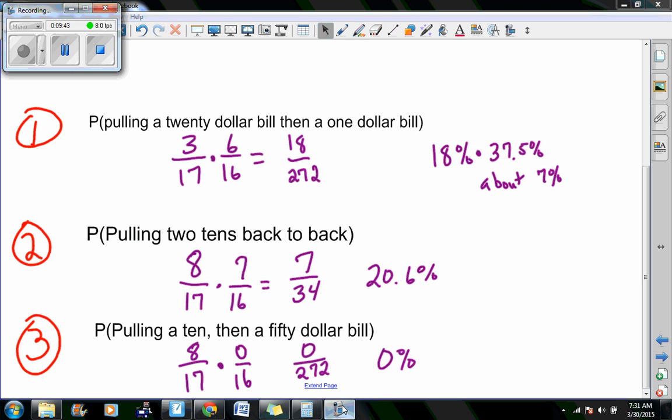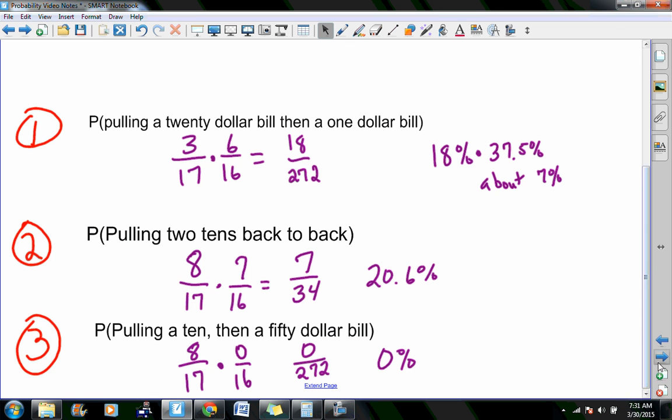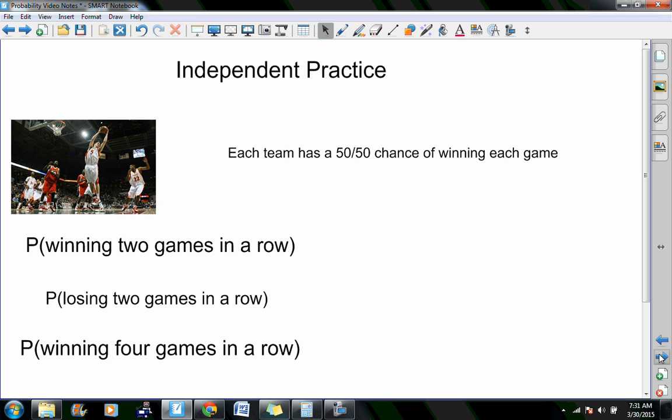Okay? How are we doing on time? About 10 minutes. So, the basic idea here is that you want to take the probabilities of the individual items and multiply them together.